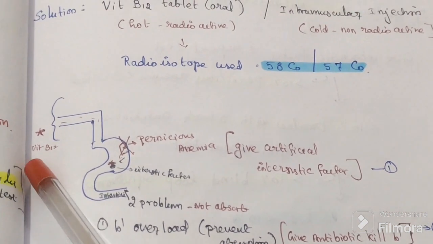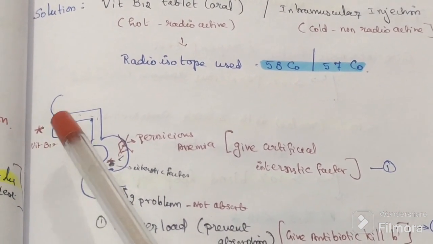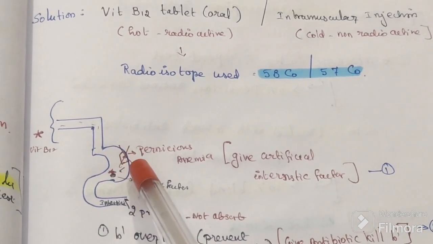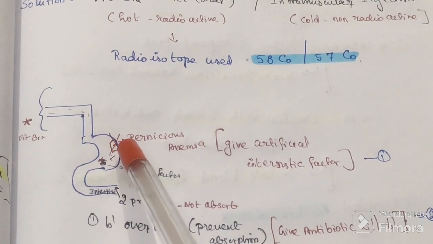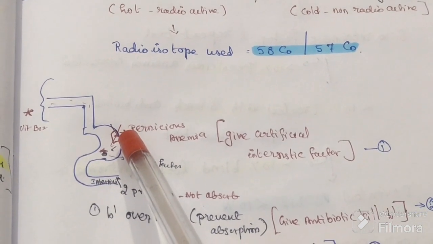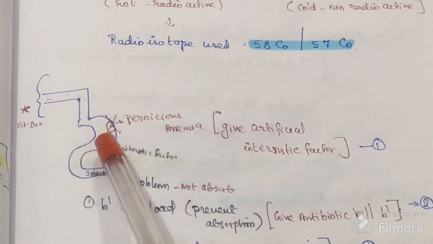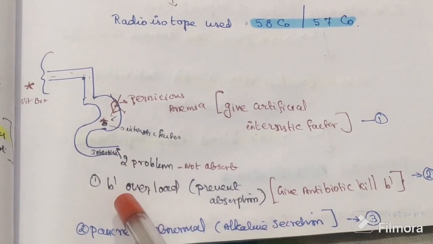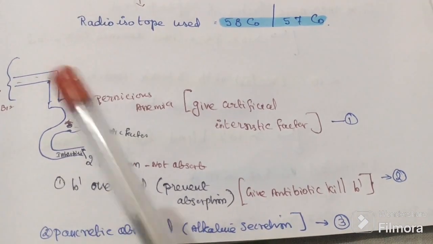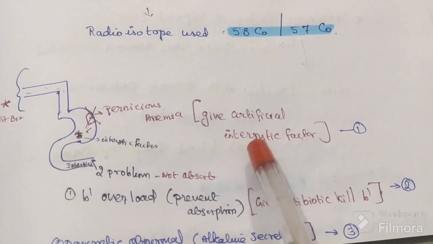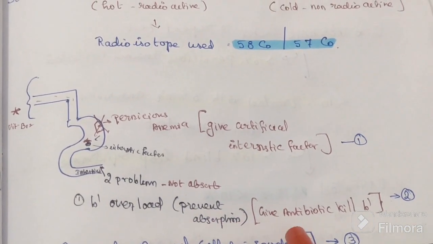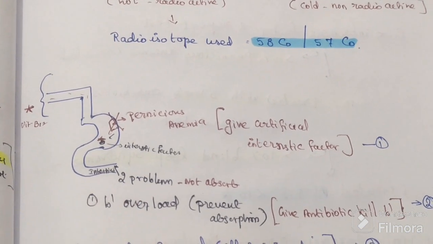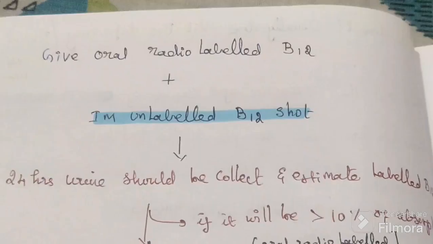So whether vitamin B12 is taken or not, pernicious anemia will cause vitamin B12 deficiency. By the artificial method, we take intrinsic factor and it will bind with vitamin B12. Where we have a problem of absorption, we will treat by using artificial intrinsic factor. We give an antibiotic, which will kill the bacteria, and then vitamin B12 absorption will happen.